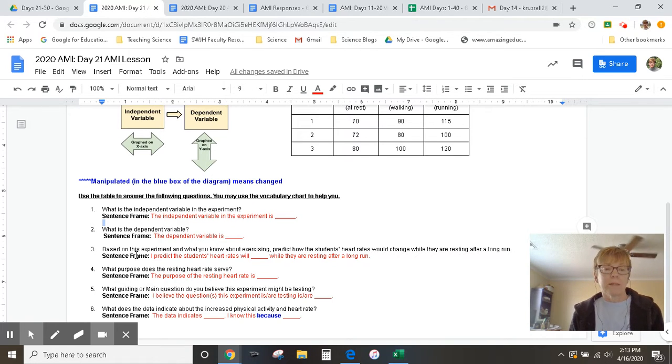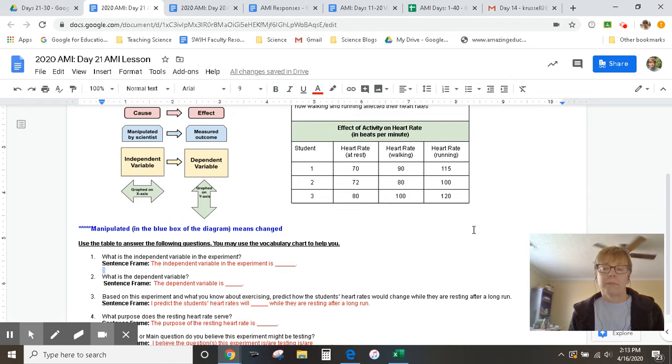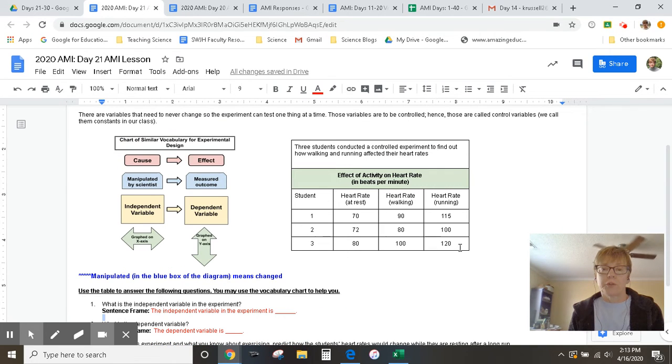Number 3 says, based on this experiment and what you know about exercising, predict how the students' heart rates would change while they are resting after a long run. So let's take a look at the table with that question. The table has to do with heart rates, and you count them in beats per minute. That's your unit of measure.